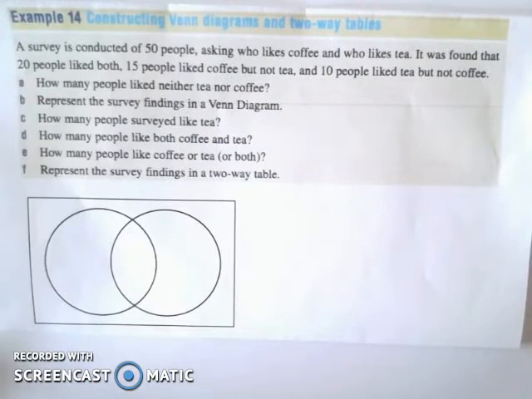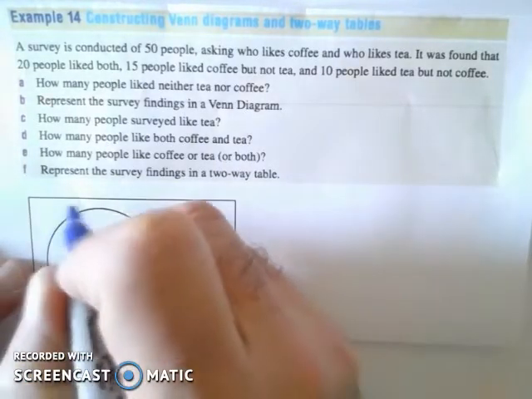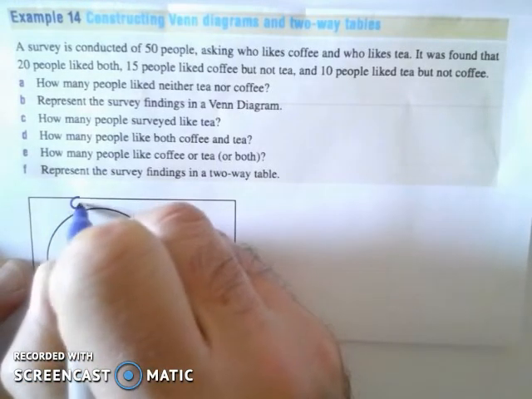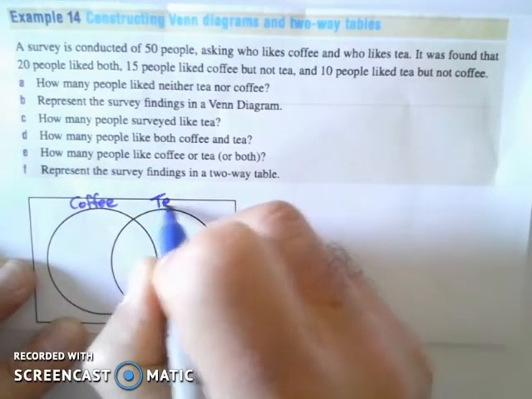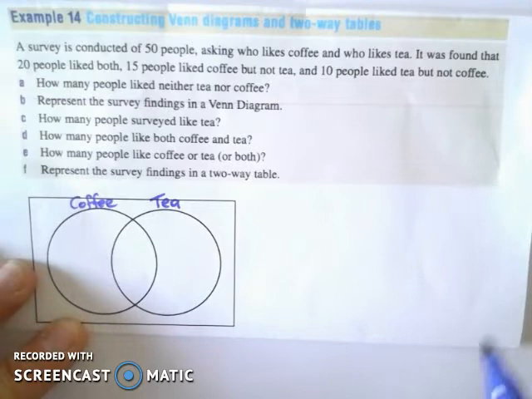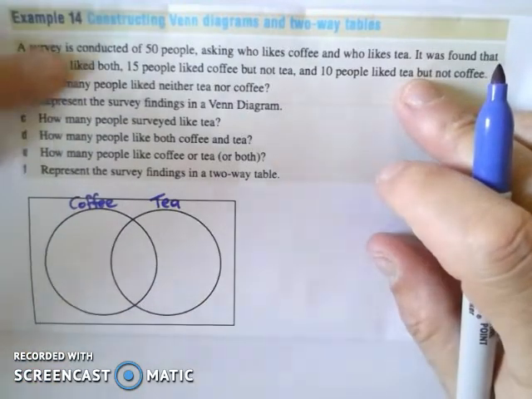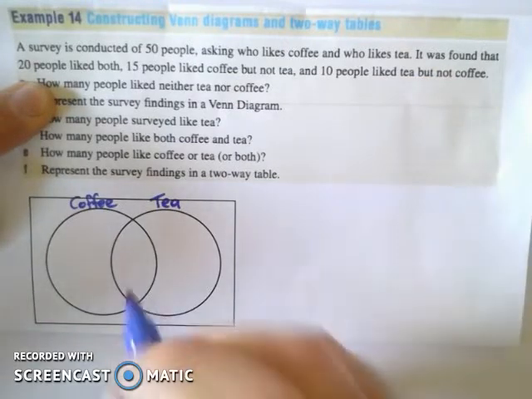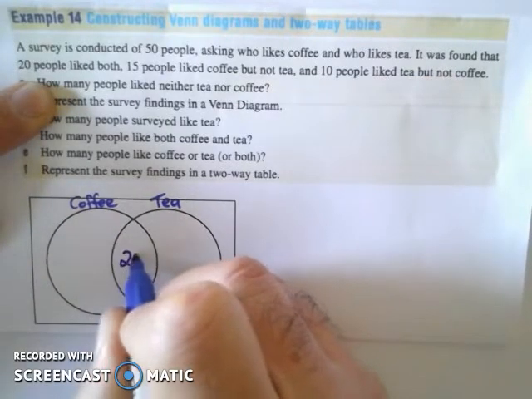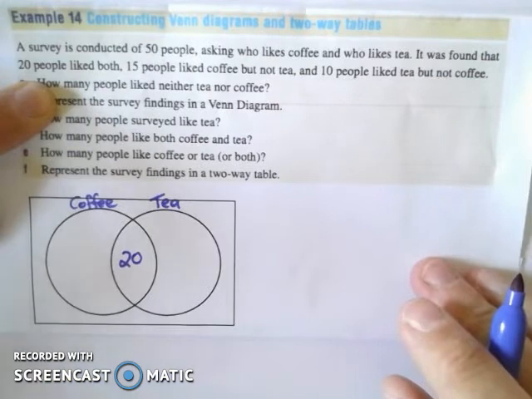I'm going to start straight away and write this into my Venn diagram. I'm going to name this Venn diagram. I'm going to say this is coffee, and this is tea. I'm going to go and look at what they say. A survey is conducted, 50 people altogether. 20 people like both. So that's pretty easy. 20 people like both of them.